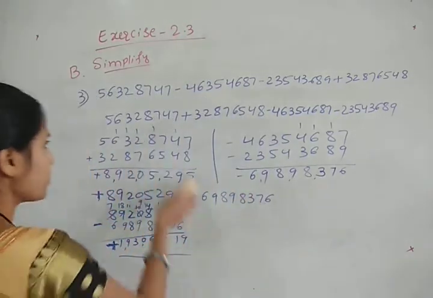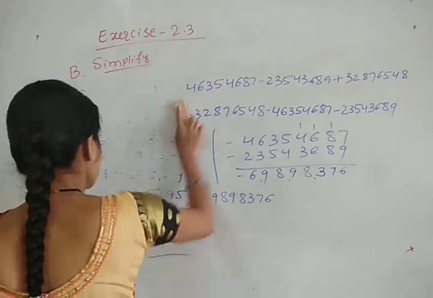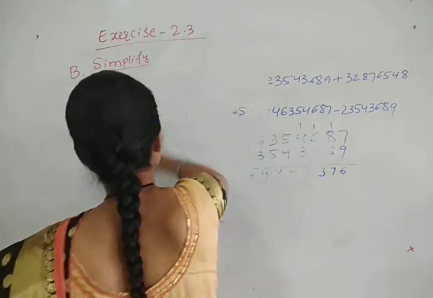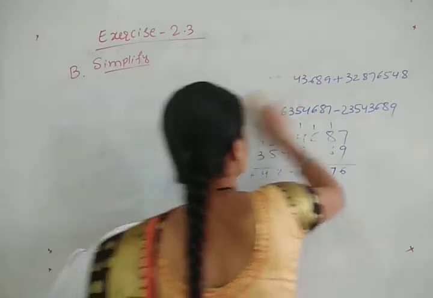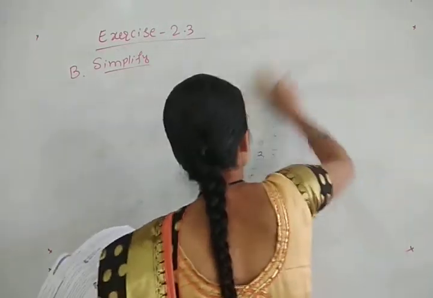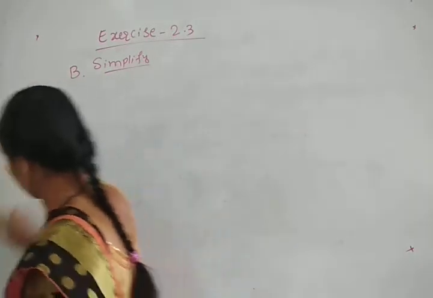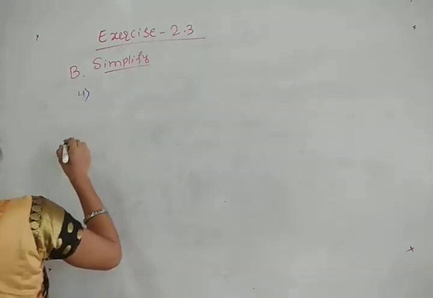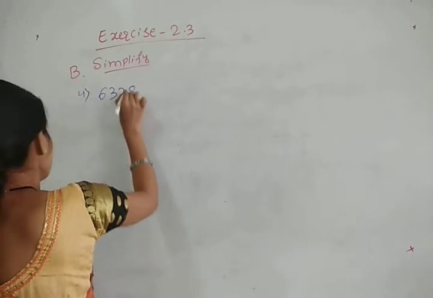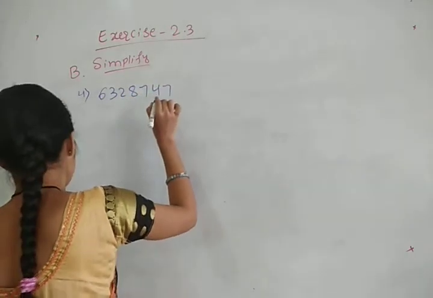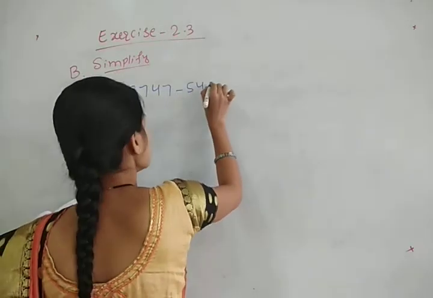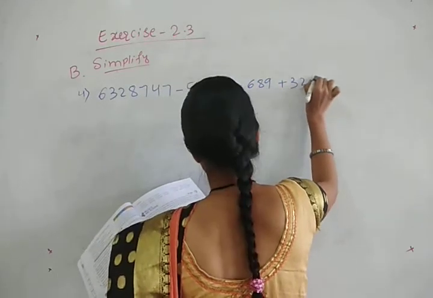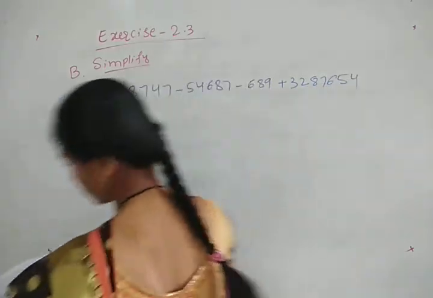Now let us move to the problem number 4. 6328747 minus 54687 minus 689 plus 3287654. Okay.